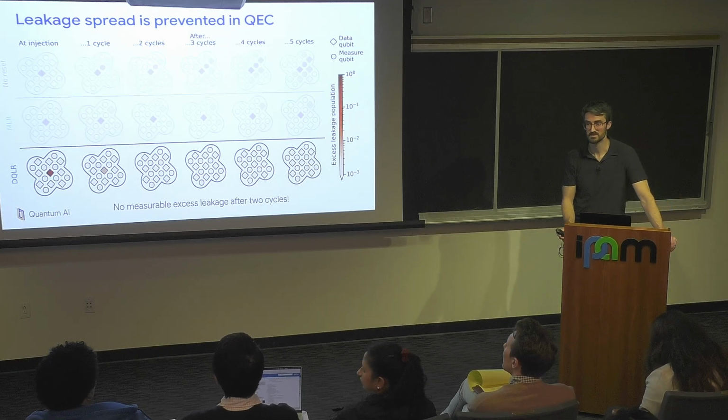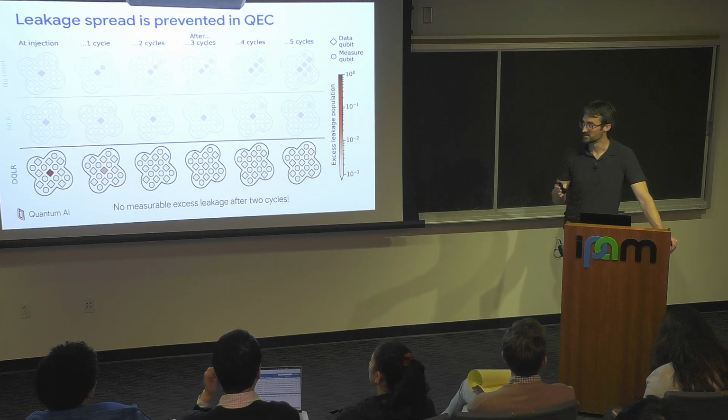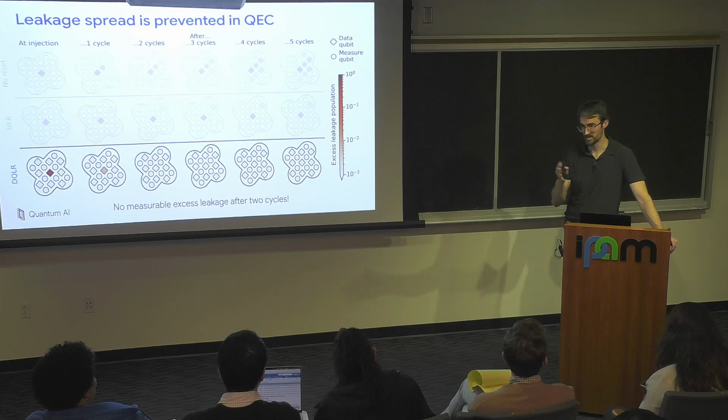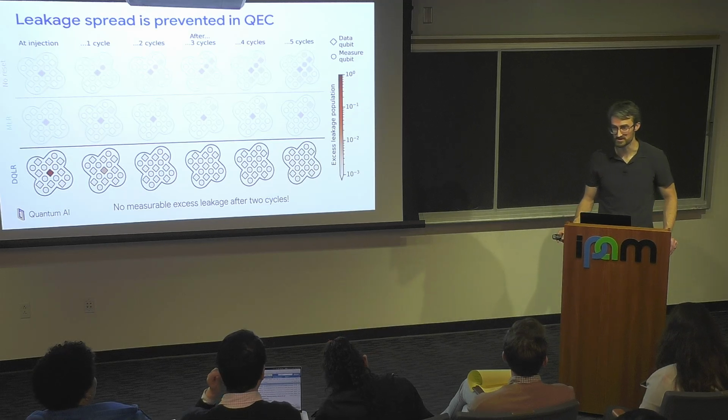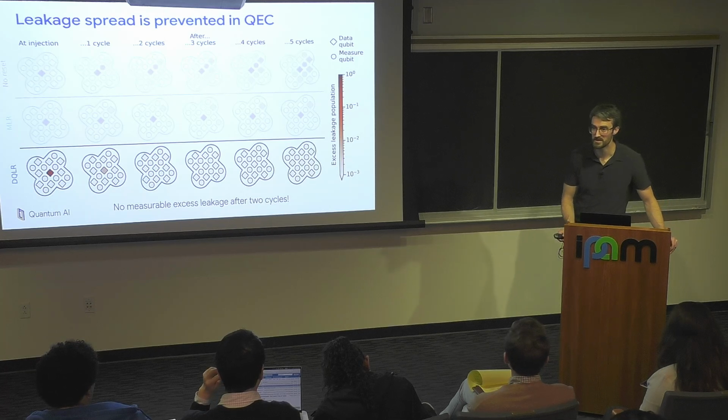Did you say that after the first cycle, you run the QEC and the DQLR at the same time? Yeah, that's right. We run the stabilizer measurement circuit, and then at the end of that circuit, we do leakage removal. It's appended to the end of the circuit. And then we do another stabilizer circuit and more leakage removal and so forth.